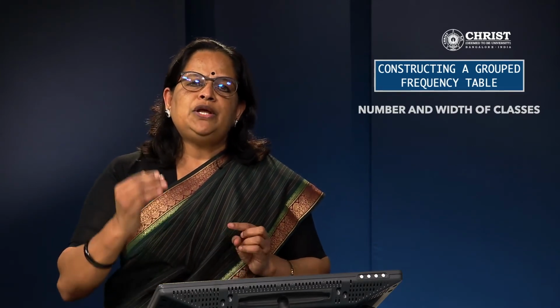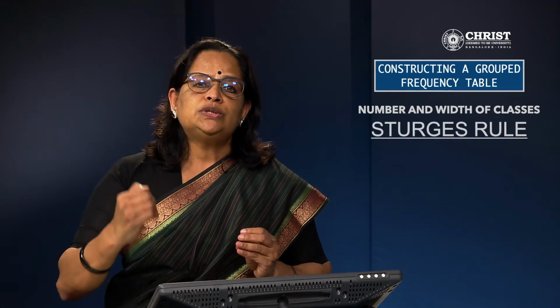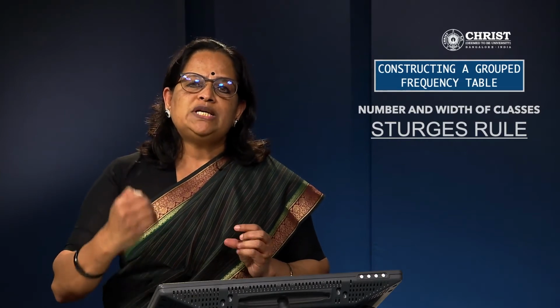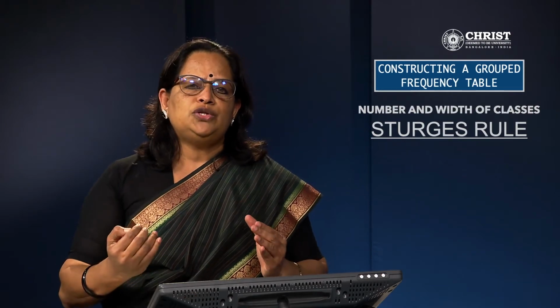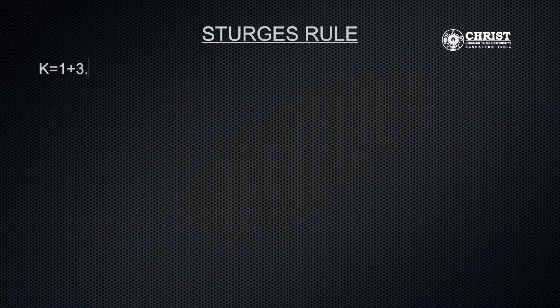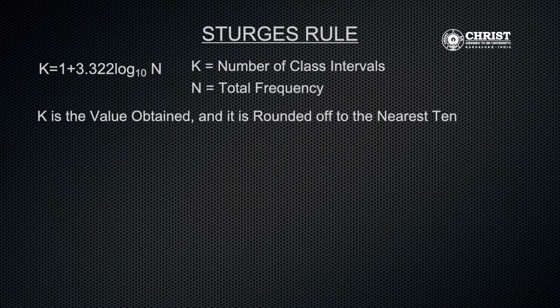Next thing you have to remember, in order to find out the number and width of classes, the formula suggested by Professor Stokes is used. This formula is known as Stokes rule. The formula we are going to use is K = 1 + 3.322 log10 n, where K is the number of class intervals and n is the total frequency. K is the value obtained, and that is always rounded off to the nearest whole number.